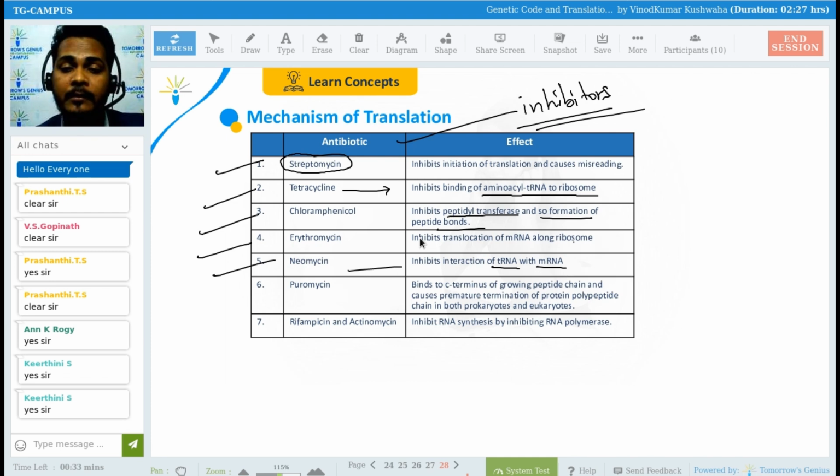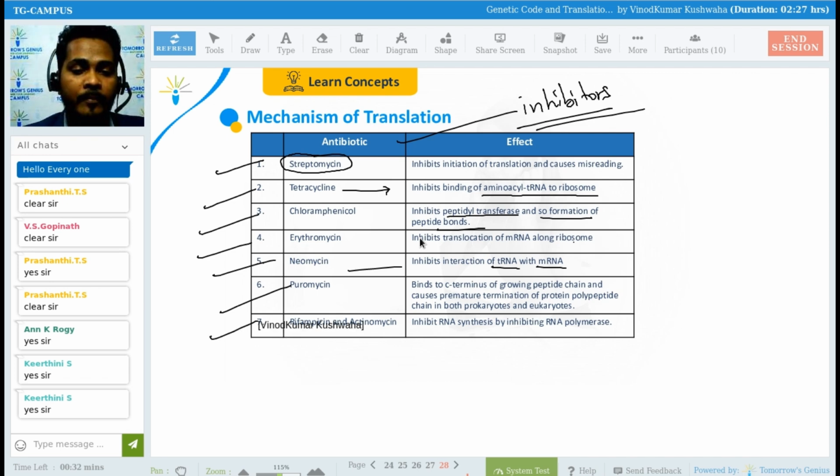If there is no interaction between the tRNA and mRNA, then imagine what will happen. No protein synthesis will take place, right? So basically, these chemicals work as inhibitors to stop protein translation. You should also remember which inhibitors have a bad impact on protein translation. Then there is puromycin. Puromycin binds to the C terminus of the growing peptide chain and causes premature termination of the polypeptide chain in both prokaryotic as well as eukaryotic translation.